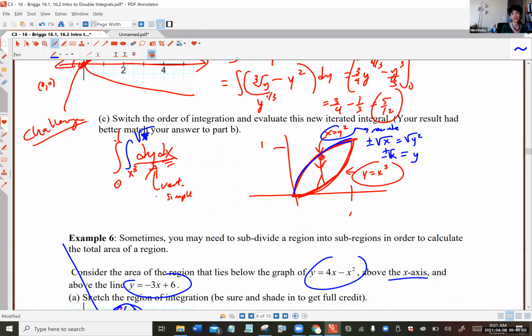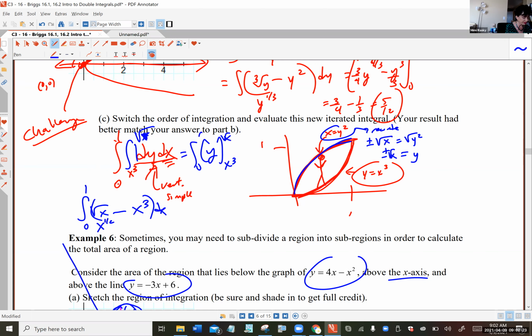Now you're done switching the order of integration. Yay! And now go evaluate it. We better get 5/12, otherwise we screwed up. So I'm going to do the innermost integral first with respect to y, and that's just going to be y going from x cubed to square root of x. Then do the fundamental theorem of calculus, plug in the upper limit first, minus, then plug in the lower limit. And then this is just an easy peasy Calc 1 problem.